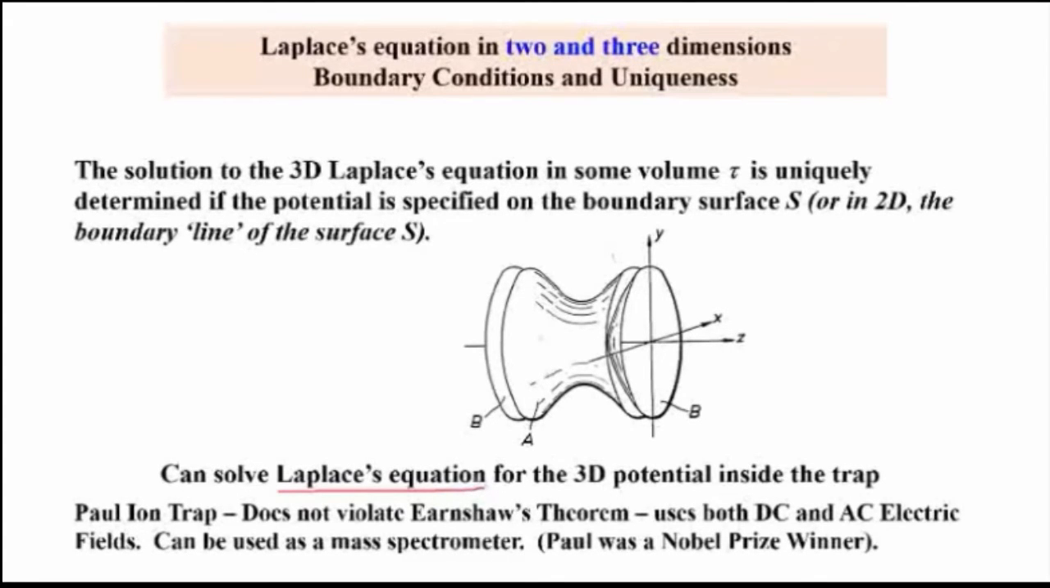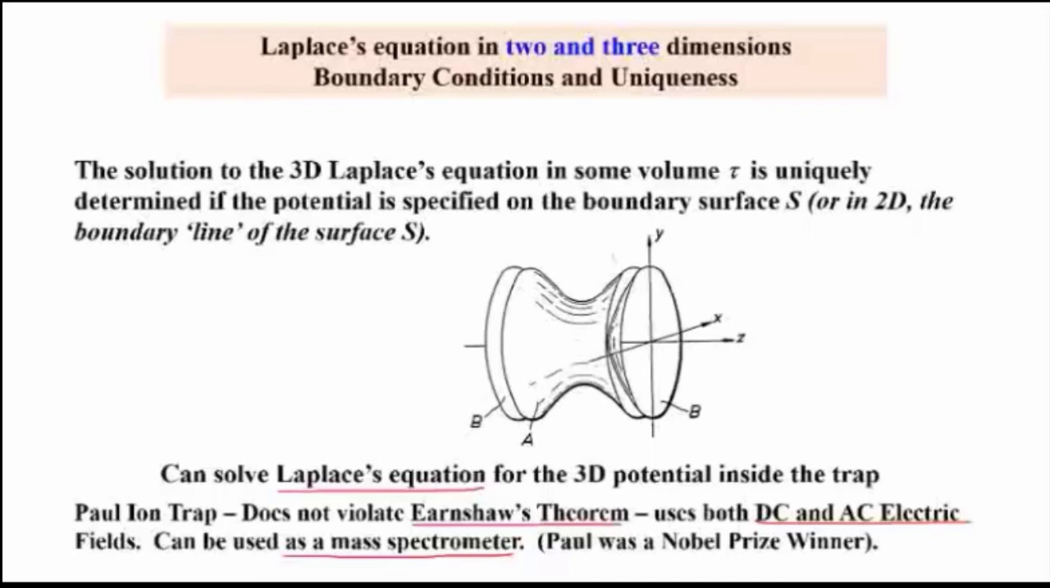So let me repeat. Suppose you just call this the potential V1, V2, V3. Solve Laplace's equation. Then what you can do is just let one or more oscillate as a function of time. This does not violate Earnshaw's theorem because you don't have electrostatic conditions. So you're using both DC and AC electric fields, and this structure right here can actually be used as a mass spectrometer, because if you have a single charge on a particle, the stability depends on the mass.